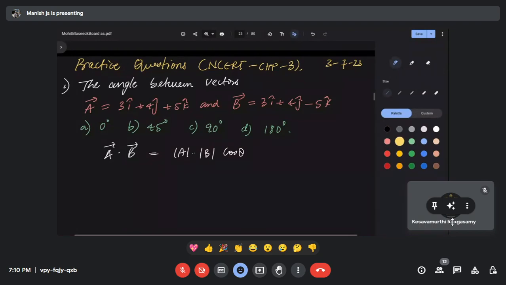Yes, sir. Did you use this? Yes, sir. Okay. So you used this. So tell me the mod values. We'll verify it. So what is mod a value and mod b value, if you have calculated.